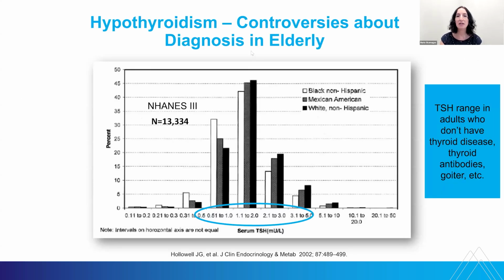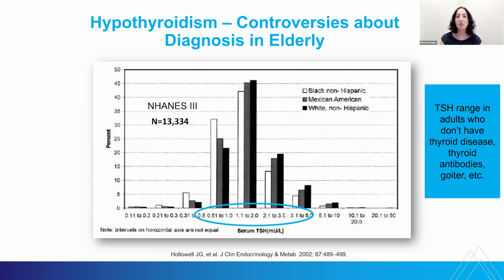So let's look at some of the data about diagnosing hypothyroidism in the elderly. And here you see NHANES data that looked at 13,000 adults in the United States. And the normal TSH ranged from about 0.5 to 5. And this was in individuals who had no thyroid conditions, they're not taking thyroid hormone, no goiter, no thyroid antibodies.